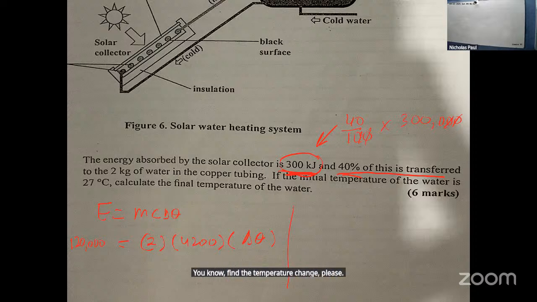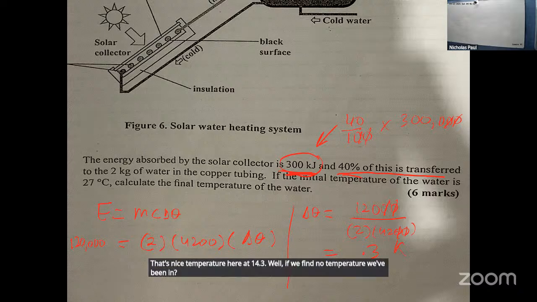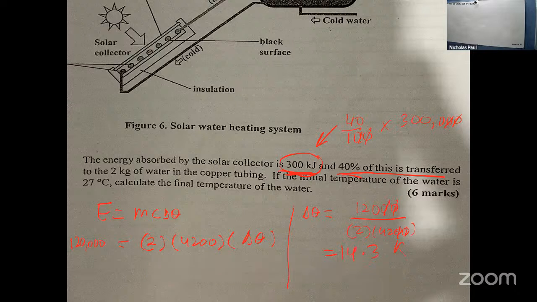Find the temperature change. The temperature change will be 12,000 divided by 2 by 4200. What's the temperature change? 14.3. Right, so what's the final temperature? That's the temperature change here, 14.3. What would the final temperature be?